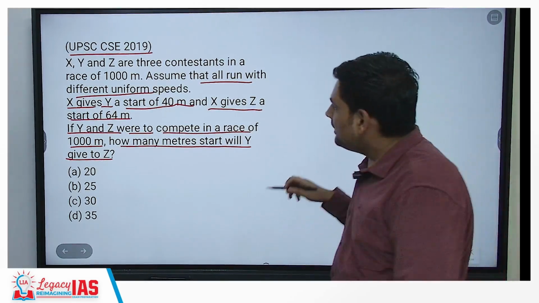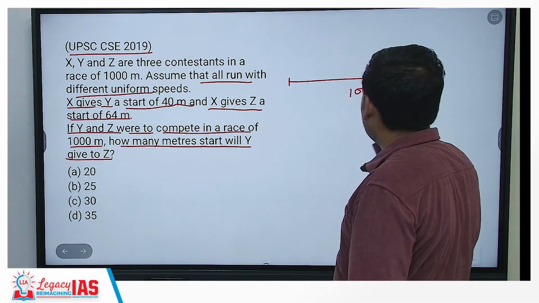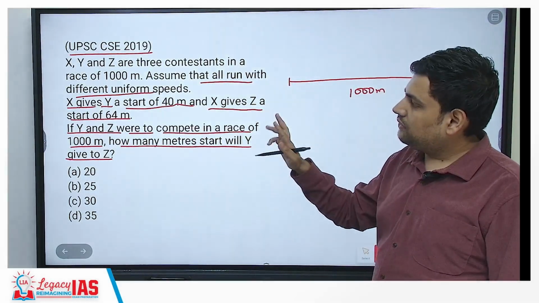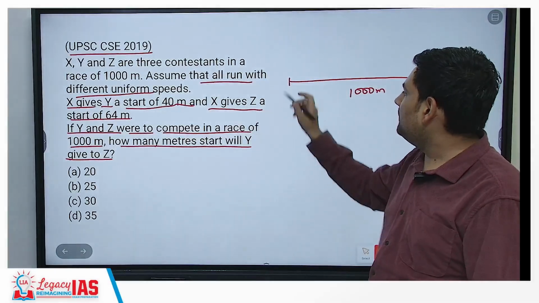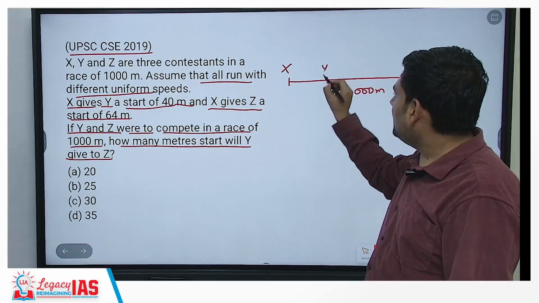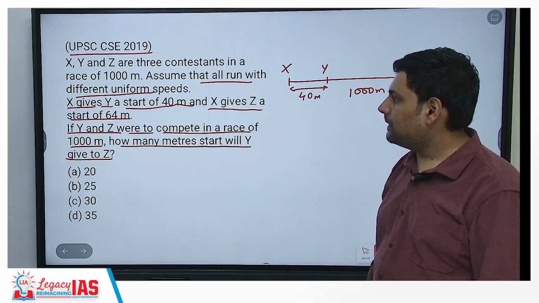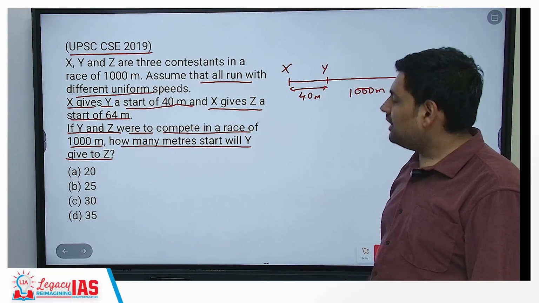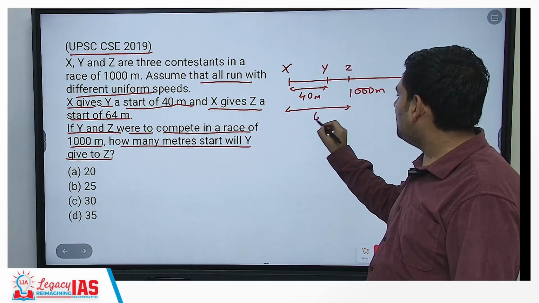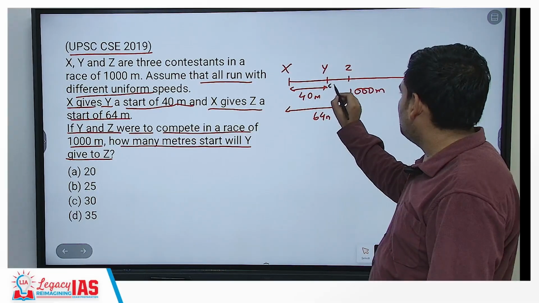Now what is given in the question is that the race is of 1000 meters. X, Y, Z are the 3 contestants. They all run with uniform speeds. Now X gives Y a start of 40 meters. So here is X, Y will be here at some distance, that is 40 meters. Correct? And X gives Z a start of 64 meters. So Z will be somewhere here and this distance will be 64 meters. Now you can also find this distance between Y and Z.